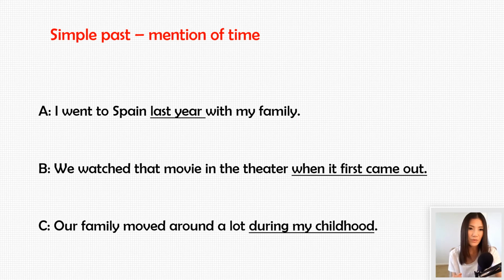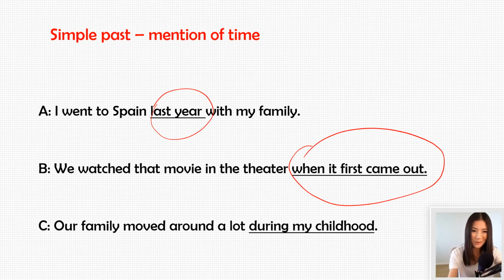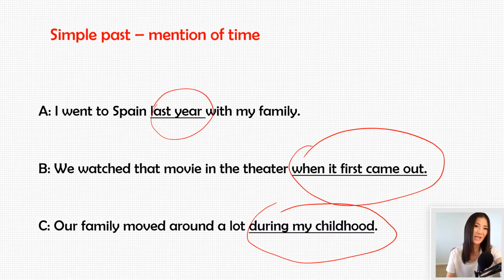Here are some examples of using simple past because there's the mention of time. Sentence A says, I went to Spain last year with my family. When did you go? Last year. B says, we watched that movie in the theater when it first came out. When did you watch it? When it first came out. Our family moved around a lot. When? During my childhood. So when we say mention of time, it doesn't have to be specific, like last January 3rd at 3 p.m.